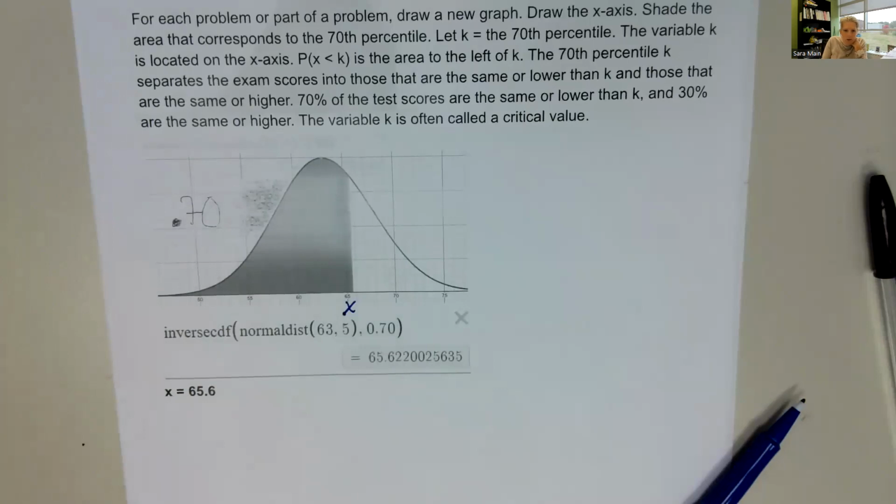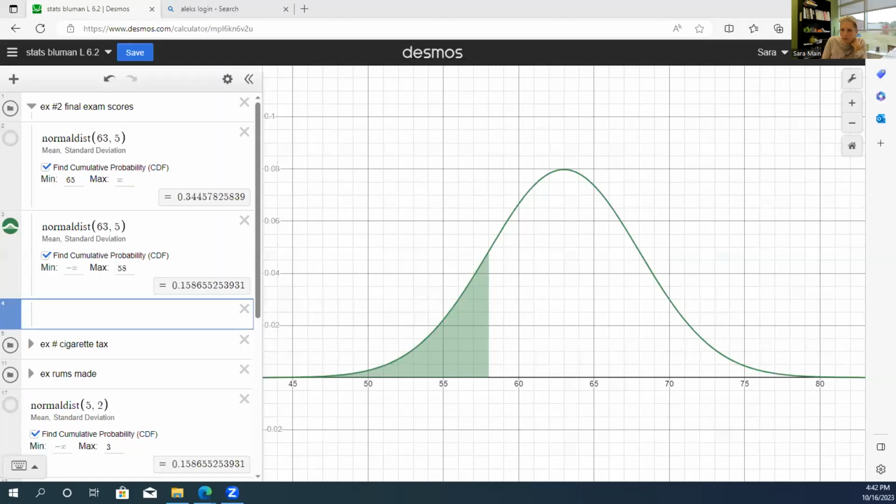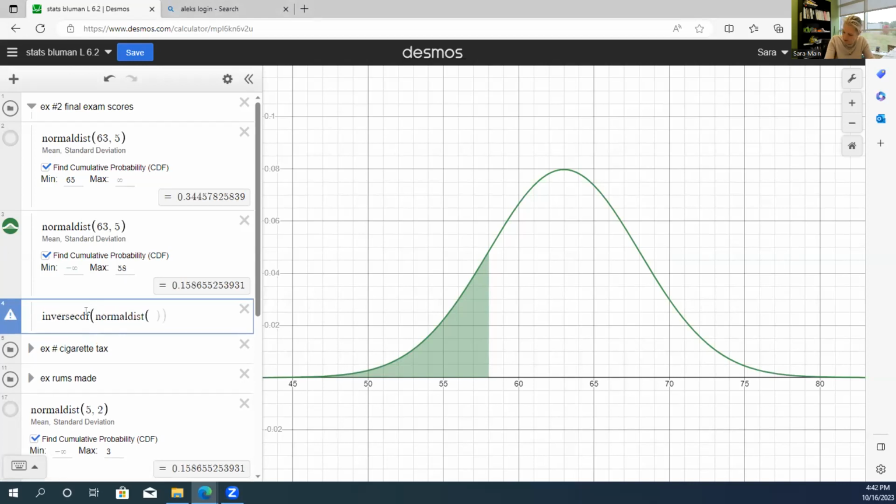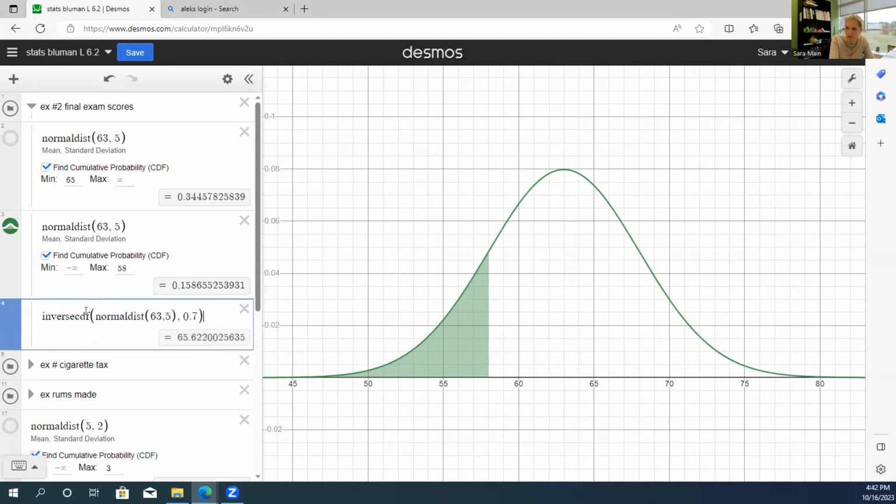So I'm going to show you in Desmos. So in Desmos, we're going to type in inverse CDF of the normal distribution. And we have 63, 5. And it does indeed come out to be 65.622.